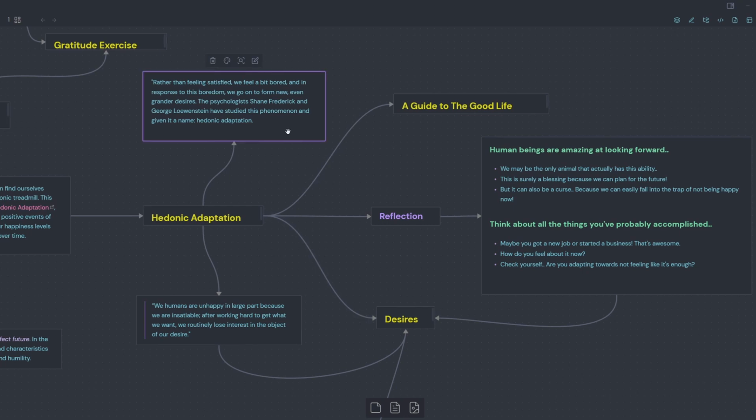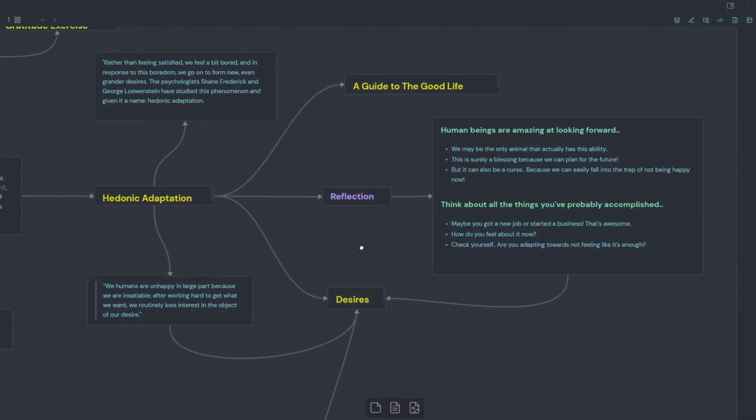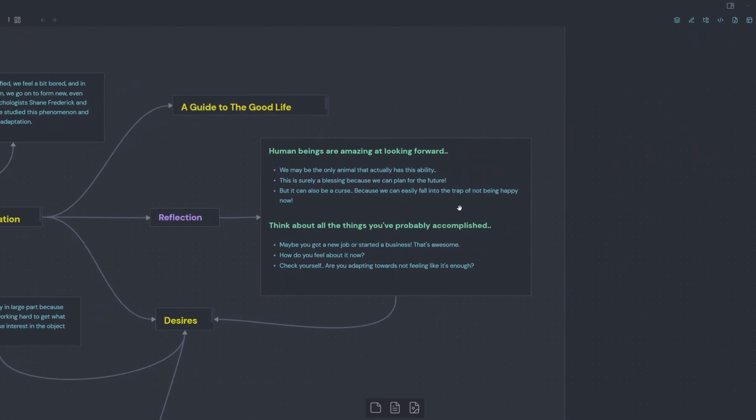Rather than feeling satisfied, we feel a bit bored, and in response to boredom, we go on to form a new, even grander desire. Humans are unhappy in large part because we are insatiable. After working hard to get what we want, we routinely lose interest in the object of our desire. Now, I'm pretty sure this has happened to you because it happens to me all the time. You desire something, you go out of your way to get it, then you get it, and then you don't feel satisfied. Therefore, the cycle repeats, hence the hedonic treadmill.